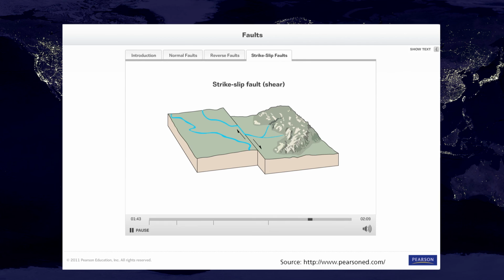Notice the stream channel displaced by the fault motion. Notice that, regardless of which side of the fault you look from, the stream seems displaced toward the right. This sense of fault motion describes a right lateral strike-slip fault. If the fault blocks had moved in the opposite direction from that indicated by the arrows, then this would be a left lateral strike-slip fault.